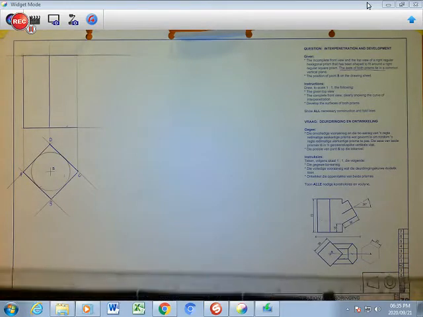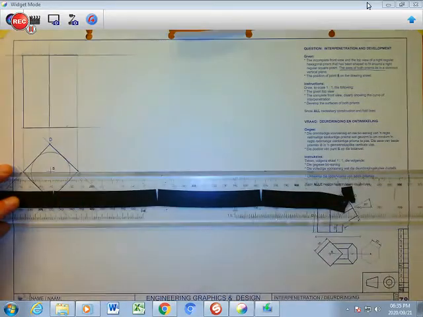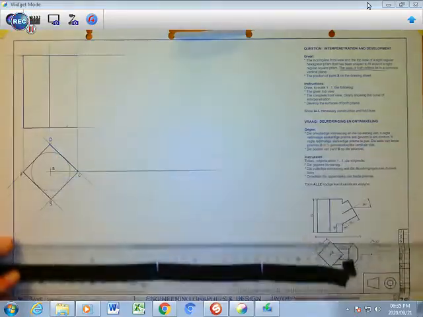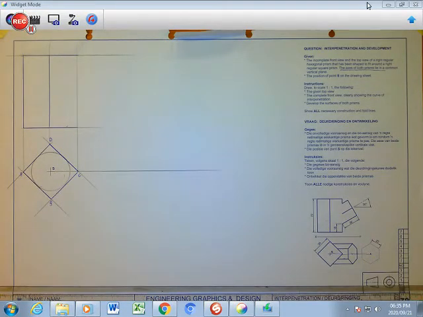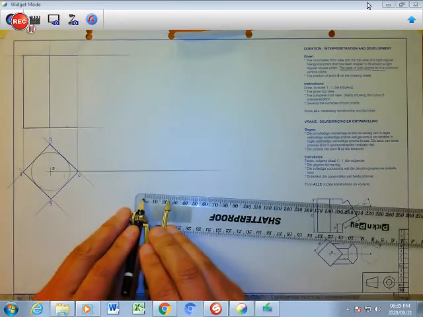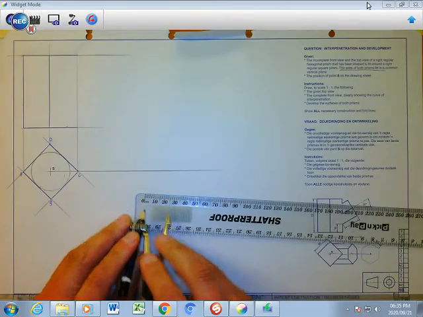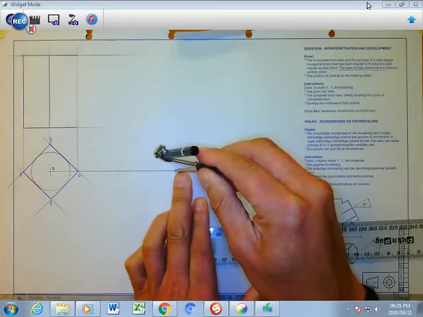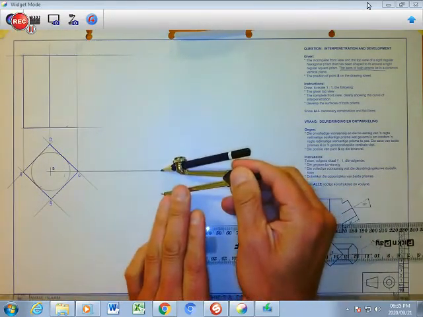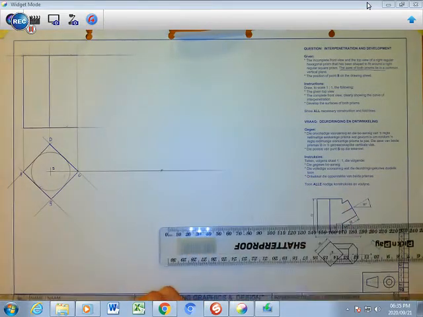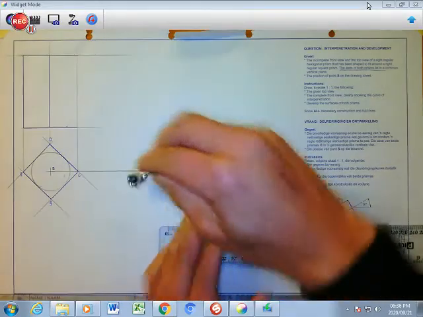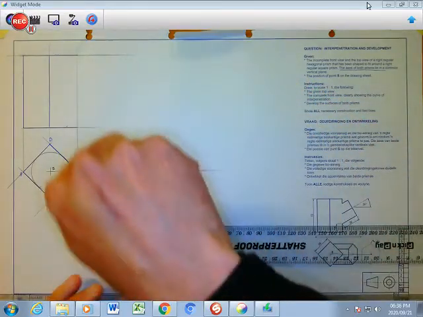But let's draw this. So the first thing that I'm going to do is create a center there, and then I'm going to use my compass, because there is a 22 side here. So what I can do is use a circle method by doing a 22 circle anywhere away here. So I'm going to start there. I'm going to create a point there for me to start. Here's my point. And I'm going to draw a 22 circle like that there.